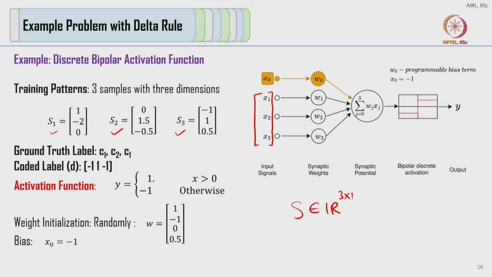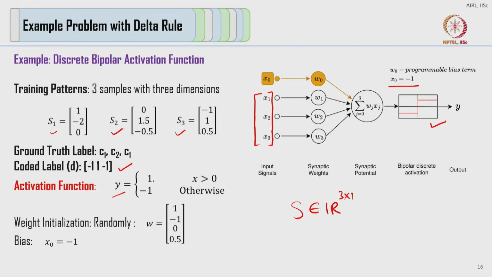Now for each of these inputs, S1, S2, S3, we have a corresponding ground truth label, given by D, which is -1 for the first sample, 1 for the second sample, and -1 for the last sample. We use an activation function which is 1 when x is positive and -1 when x is negative, which is also highlighted in this diagram of the perceptron. Now x0 and w0 correspond to the bias term, where the x0 value is kept as -1.